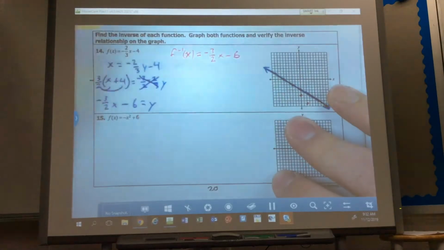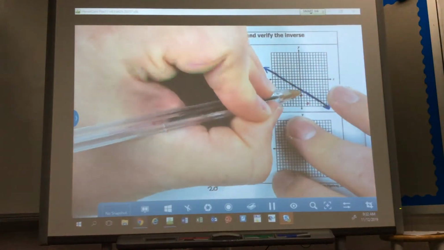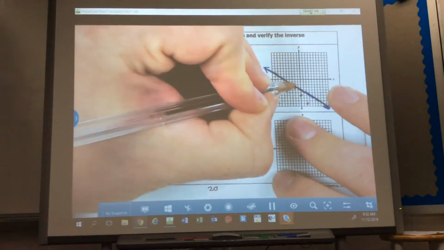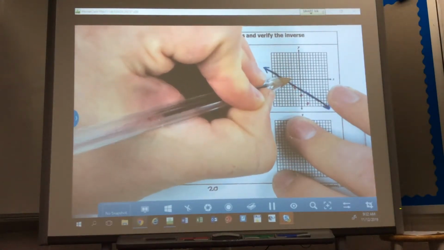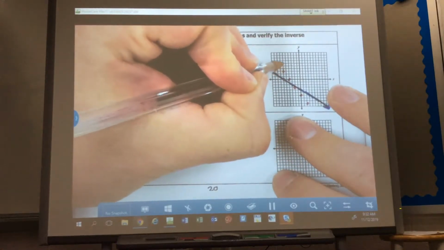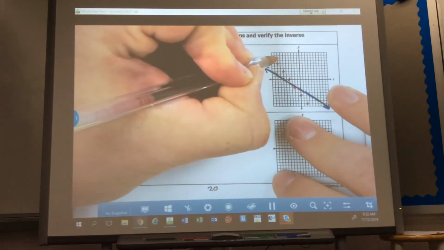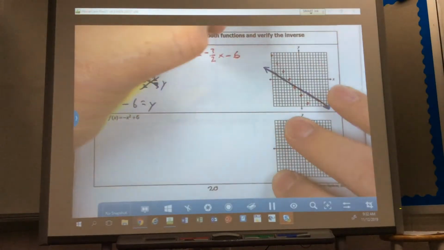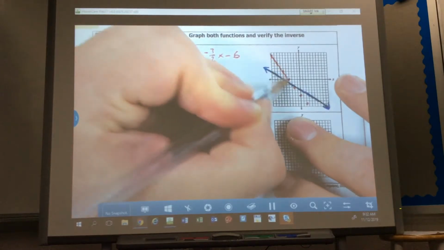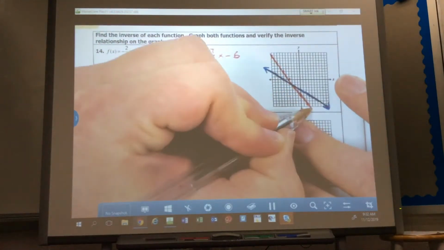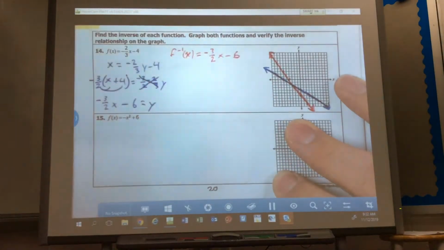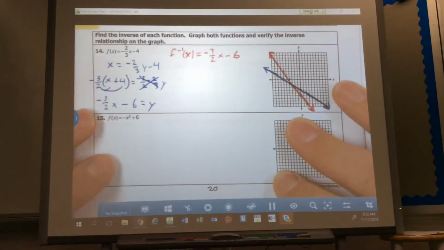I can't go anymore, so I'm going to go the opposite direction. 1, 2, 3, back 1, 2. We have a point that we intersect at. 1, 2, 3, back 1, 2. And continue that same pattern until you run out of space. And so we're going to go ahead and just make the graph as best as we can. You could find the intersection of that line if you wanted to find that by doing that in your calculator.